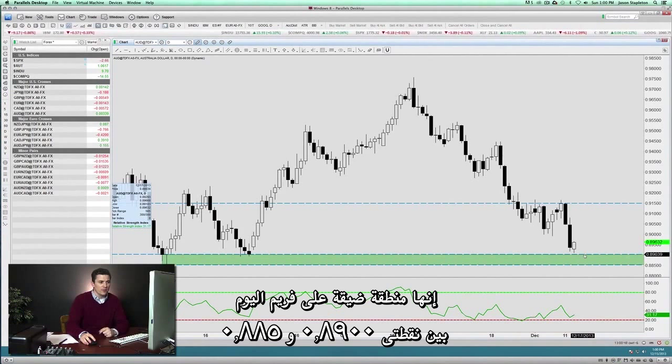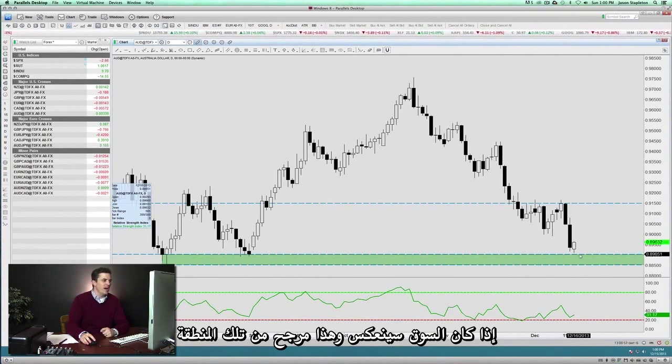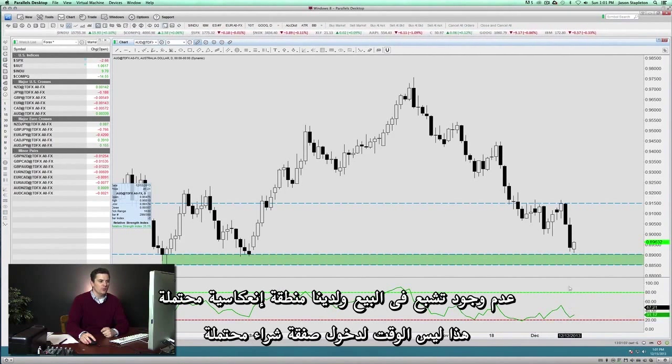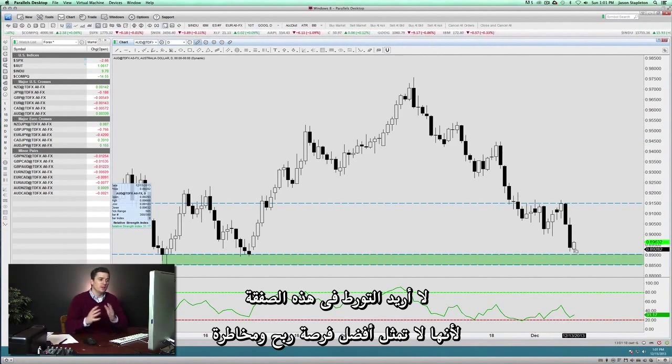It's a narrow zone here on the daily chart between 8,900 and 8,850. So there's only about 50 pips in here of potential reversal zone. If the market is going to reverse, highly likely that it's going to do so somewhere in here. And the market hasn't come down in there yet, and we're not oversold. So if we're not oversold, we haven't entered the potential reversal zone, this is not the time to be buying up this potential trade, regardless of what it does. It could skyrocket after today. We don't want to be involved in that trade because it doesn't present us the best possible risk to reward opportunity.